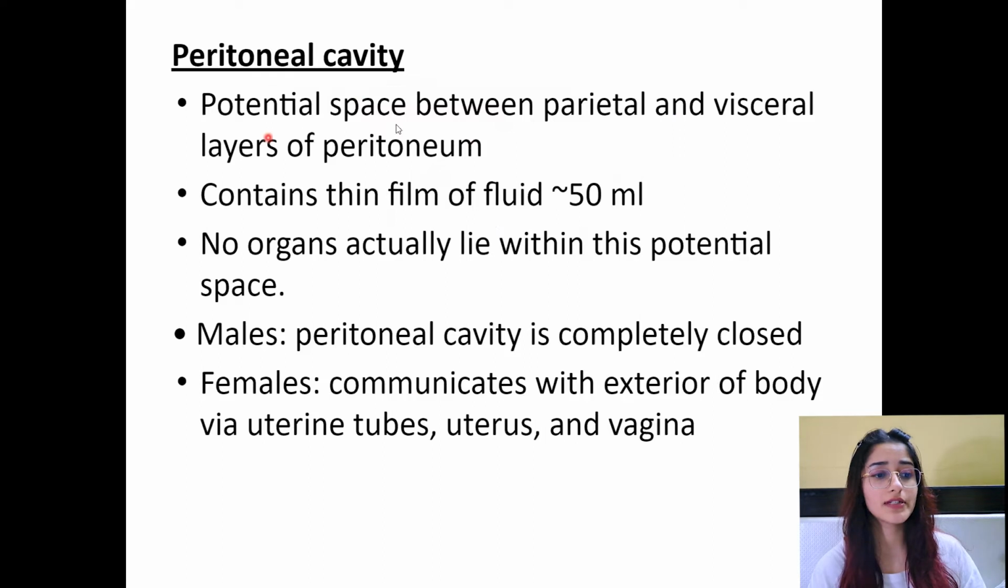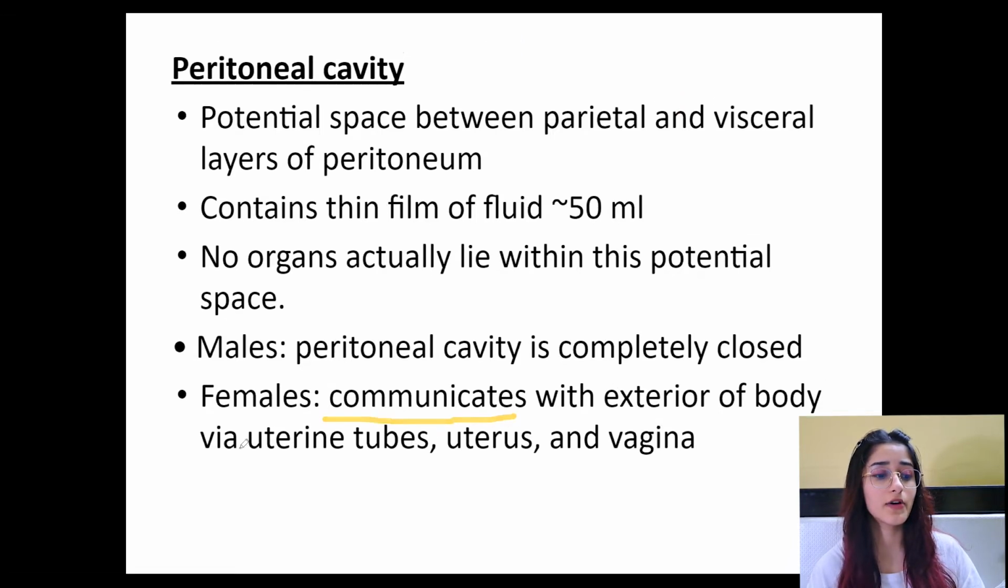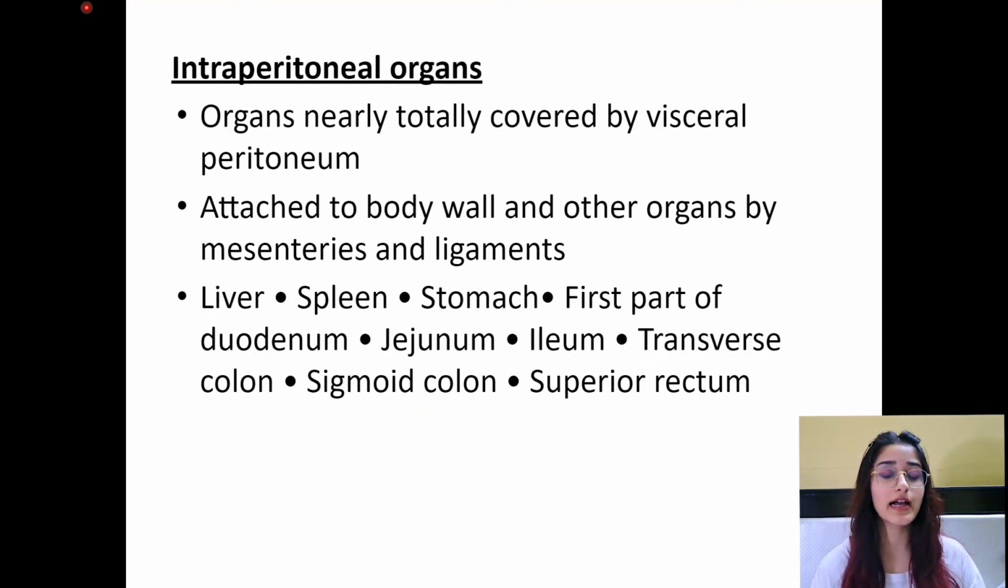So peritoneal cavity, it is a potential space. It normally contains only 50 ml and the organs don't actually lie in this space. And in males it is completely closed, while in females it communicates with the exterior body via the uterine tubes. So the organs are kind of projected into the peritoneum. If you have watched my previous video, you know exactly what I'm talking about.